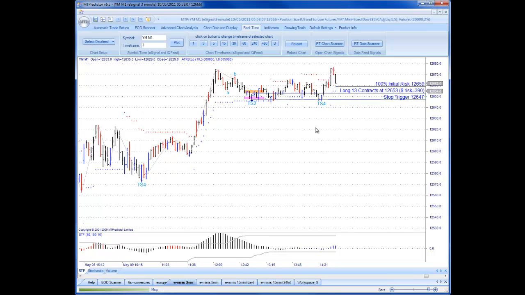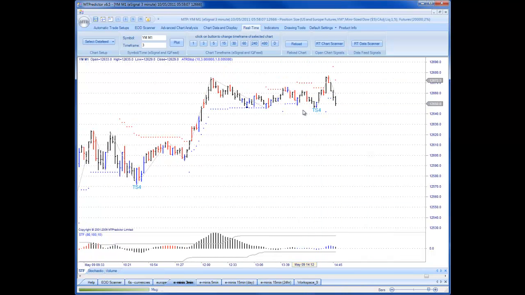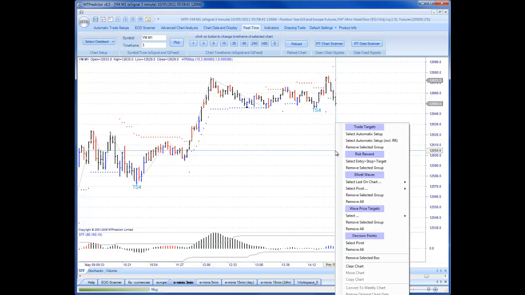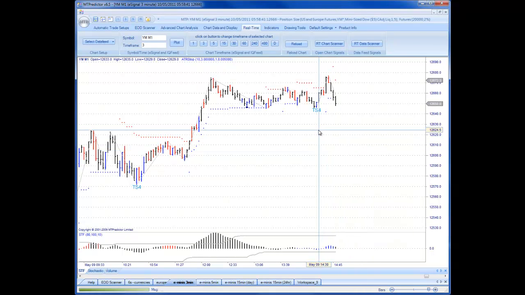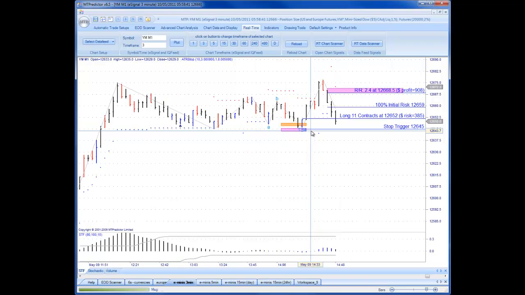Let's move forward a bit further, and if I clear the chart off, right mouse click then clear, you can see we had another TS4 buy setup a bit later in the day. Again, a standard trade setup. STF was black stroke blue, therefore it's okay to take long trades. So if we put the analysis on again, right mouse click, select automatic setup, click on the blue buy bar, and if I zoom in a bit, you can see again we had our position sizing.